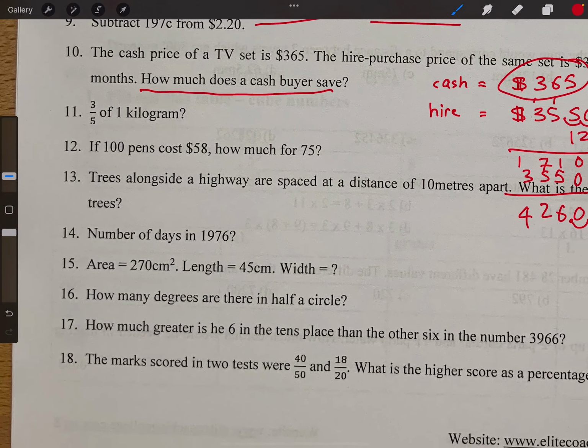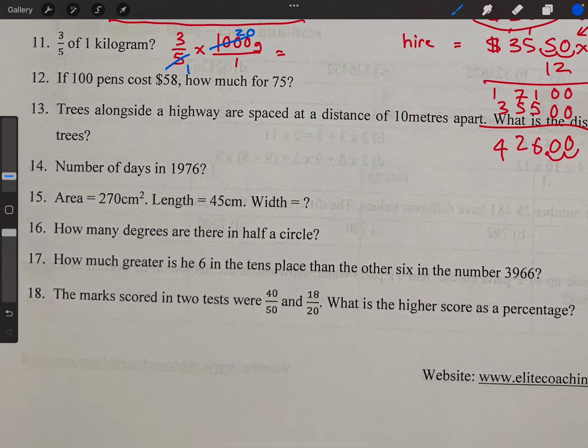Question 11. 3/5 of 1 kilogram. 3/5 of means times 1 kilogram. Let's change it into grams. That'll be 1,000 grams. You can simplify this because it's multiplying. So we can divide this by 5, divide this by 5. This will be 1, and this will be 200. So therefore, what's the answer? Work it out.